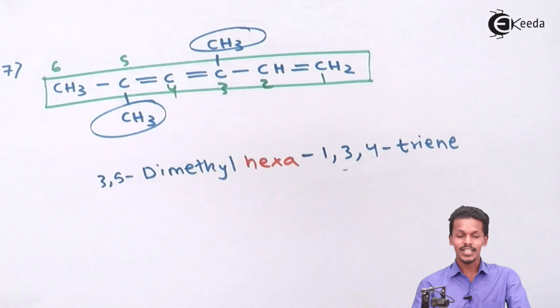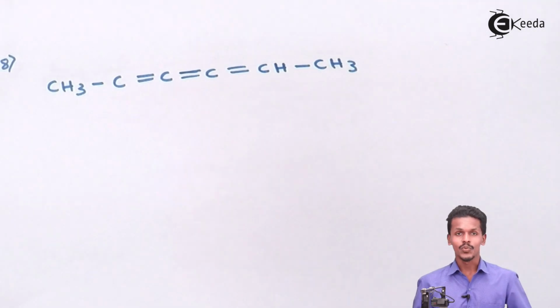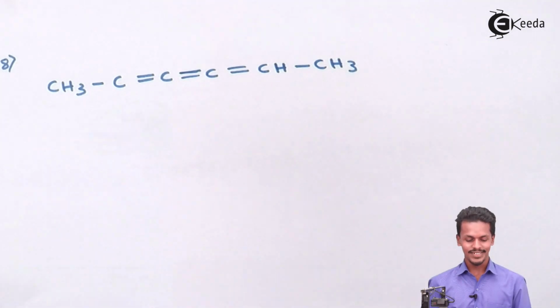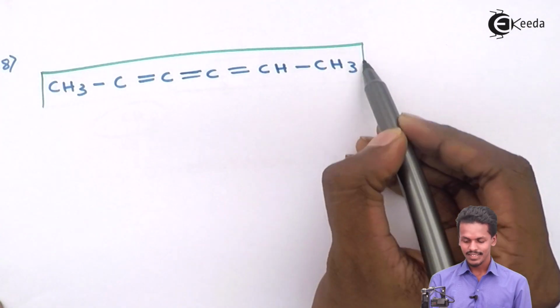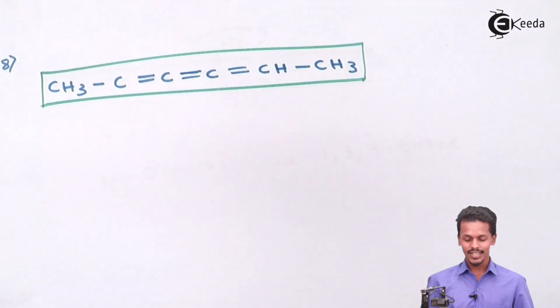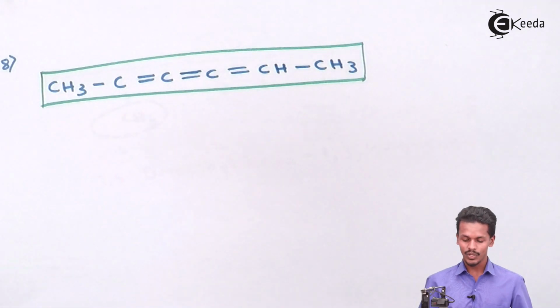So let us move on to the last one, that is this one. A very easy one. I think no guidance is required for this. We have to set the longest chain, and the only thing is the sequence of the numbers, that is, from which end we have to give them.